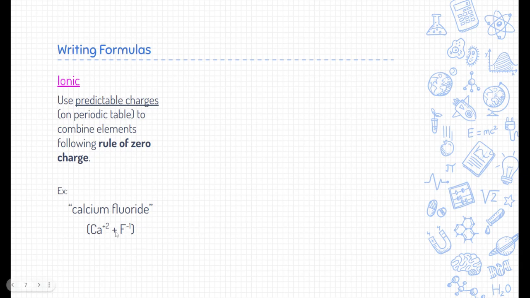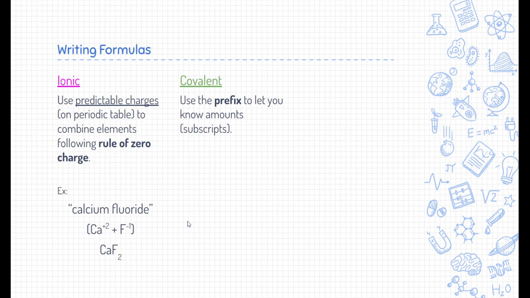So if we look at those charges, we can combine them to follow the rule of zero charge. What that means is we need enough of each in order to combine them to cancel each other out. In this case, we would need 1 calcium and 2 fluorines in order for them to cancel each other out. So this formula for calcium fluoride is CaF2. So that's how we use the charges and the rule of zero charge to figure out how to write the formula for that compound.